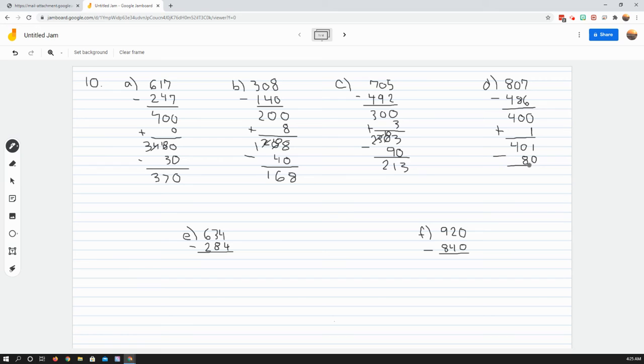Now I get to subtract. So 1 minus nothing, it's still 1. I can't subtract 8 from a 0 because I don't have enough, so I would have to borrow. So now I can borrow. He's going to be a 3 and he's going to be a 10.